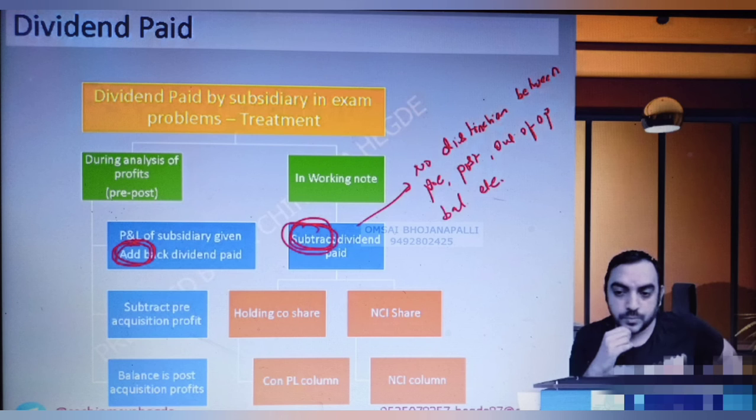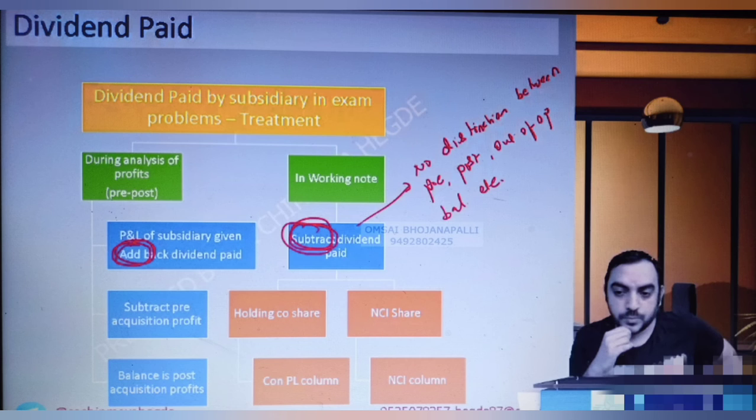Look at this one. Dividend paid by subsidiary, treatment in exam problems. During the analysis of profits pre-post, the P&L of subsidiary given is added back. Whatever may be the dividend paid is added back. Then you subtract the pre-acquisition, the balance is post-acquisition. So 16 lakh, you added 1 lakh, became 17 lakh. Subtract pre-acquisition, you subtracted 10 lakh, the balance 7 lakh became post-acquisition.